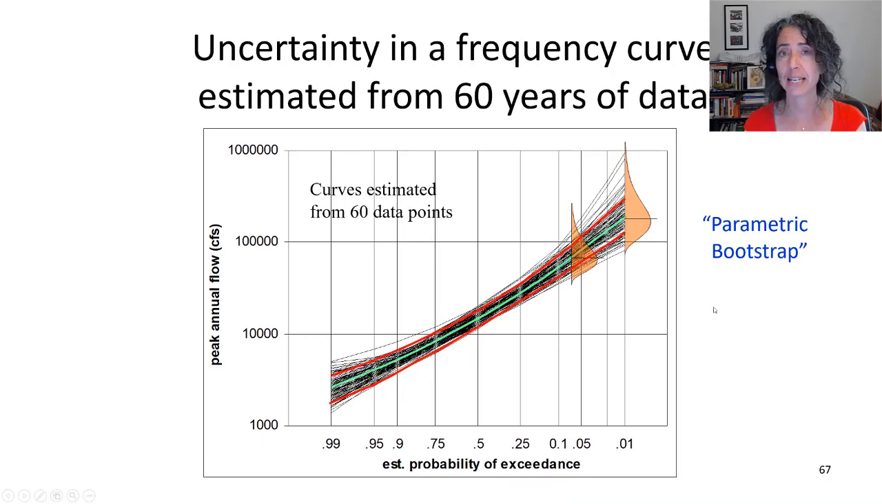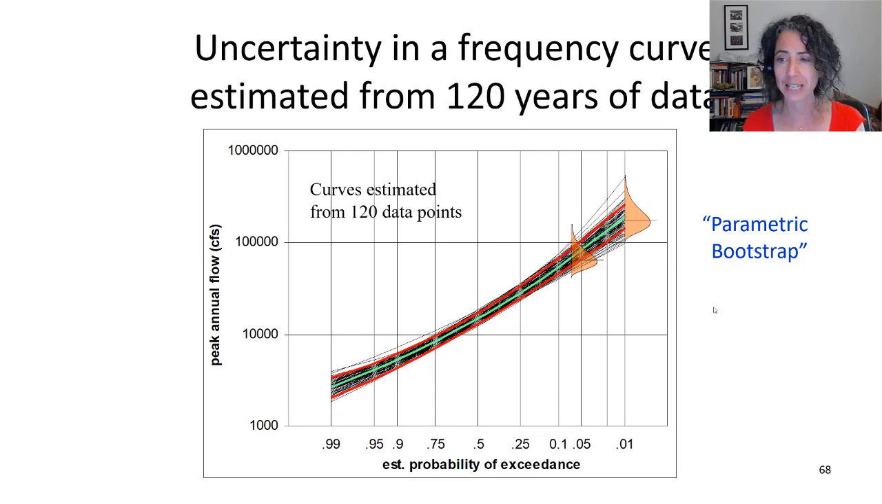So this is 60, this is 30, right? Back to 60, back to 120. So we're seeing that with a sample of size 120, every estimate of the frequency curve is that much closer to the original, and our confidence intervals are that much narrower.